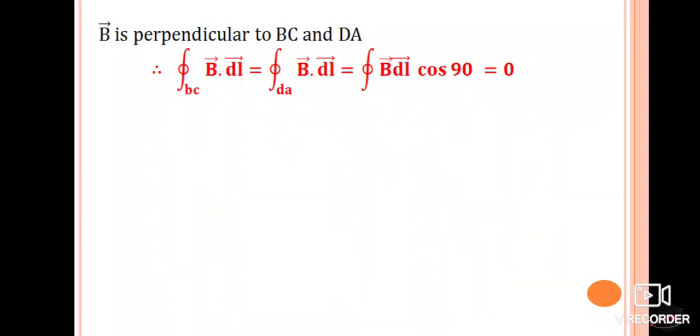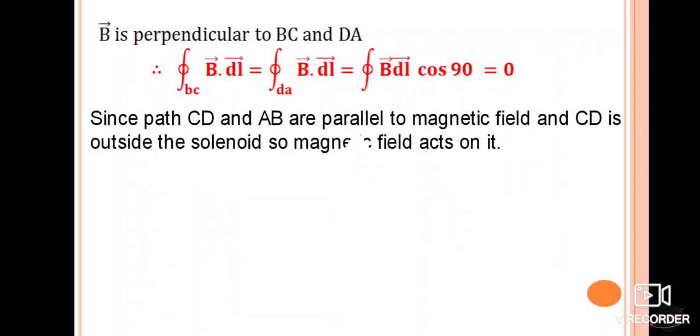So only the parallel terms are left out. Since paths CD as well as AB are parallel to the magnetic field, theta equals 0. So cos 0 is 1. Yes, of course, there will be the magnetic field acting over there.